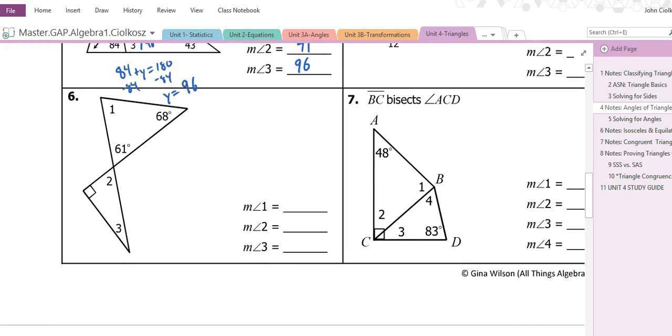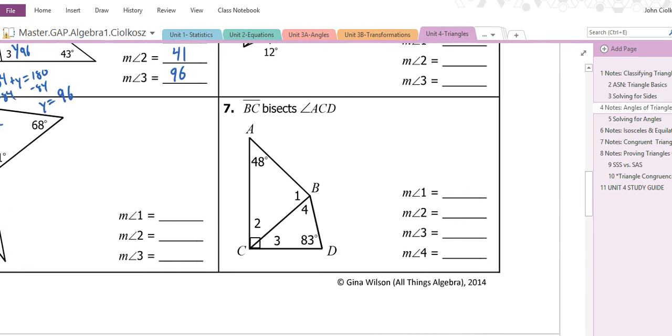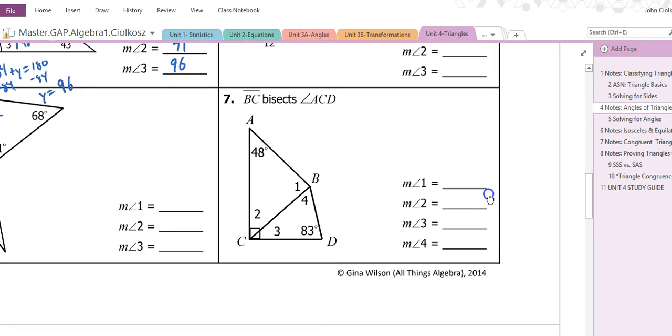Alright, let's take a look at 6 here. So, angle 1, well, these 3 have to add up to 180, so let's call that x. Add them up, it should equal 180. These are vertical angles, so 2 is just equal to 61. Here, these 3 angles add to 180 to find 3. A great place to look for notes on angles if you're having trouble with some of the vocabulary would be to look back here at Unit 3A.